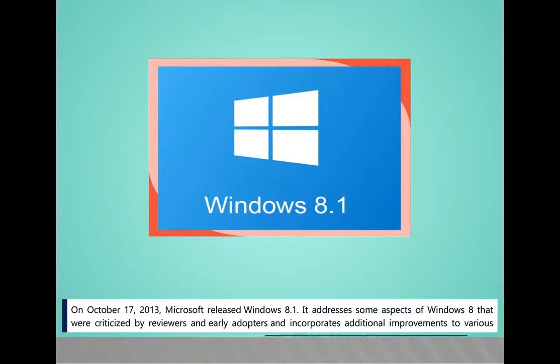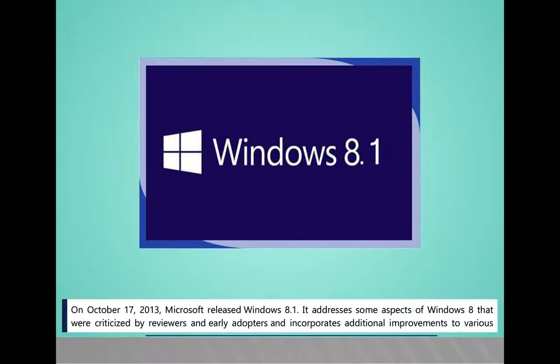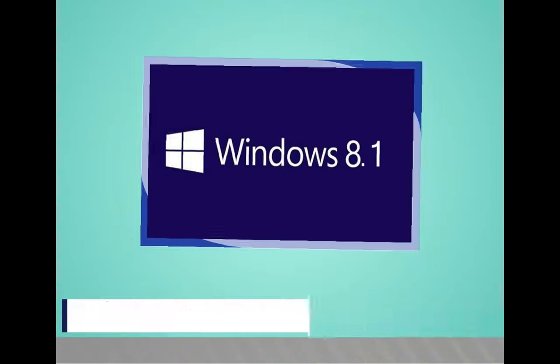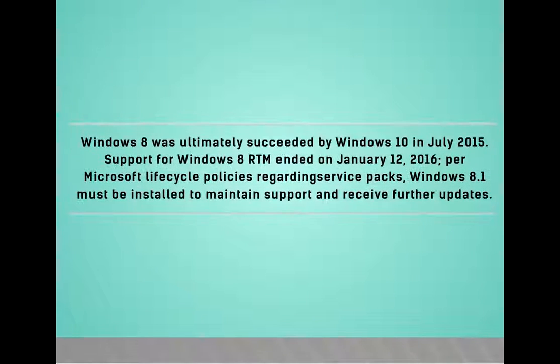On October 17, 2013, Microsoft released Windows 8.1. It addresses some aspects of Windows 8 that were criticized by reviewers and early adopters and incorporates additional improvements to various aspects of the operating system. Windows 8 was ultimately succeeded by Windows 10 in July 2015. Support for Windows 8 RTM ended on January 12, 2016 per Microsoft lifecycle policies regarding service packs. Windows 8.1 must be installed to maintain support and receive further updates.